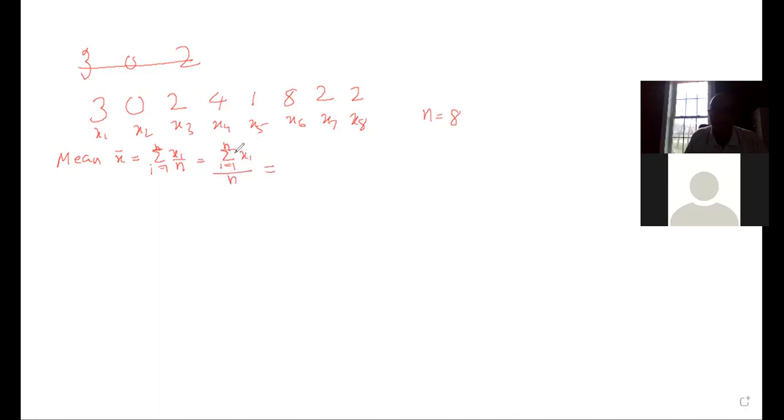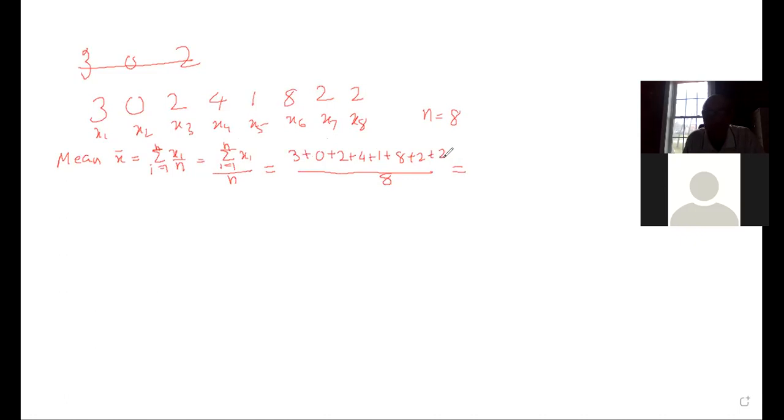That's the same thing, but I think this is more convenient than the one given in the book. So what I'm going to do is take the summation of Xi, that means I'm going to take the sum of all these numbers, 3 plus 0 plus 2 plus 4 plus 1 plus 8 plus 2 plus 2, and the number of observations is equal to 8. So divide by 8.